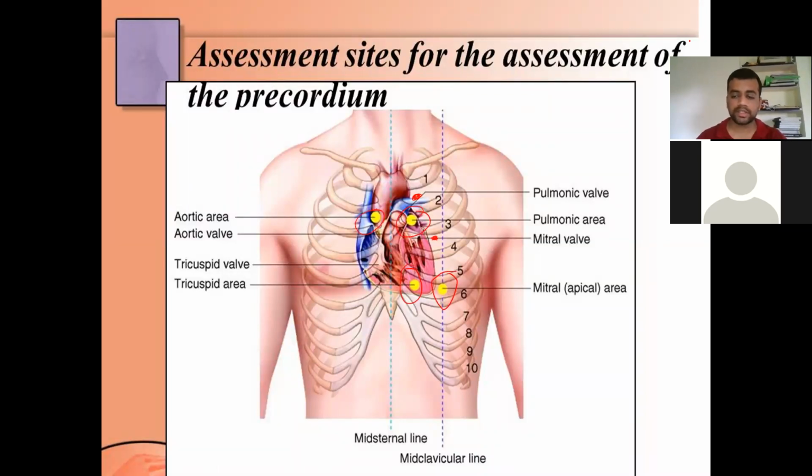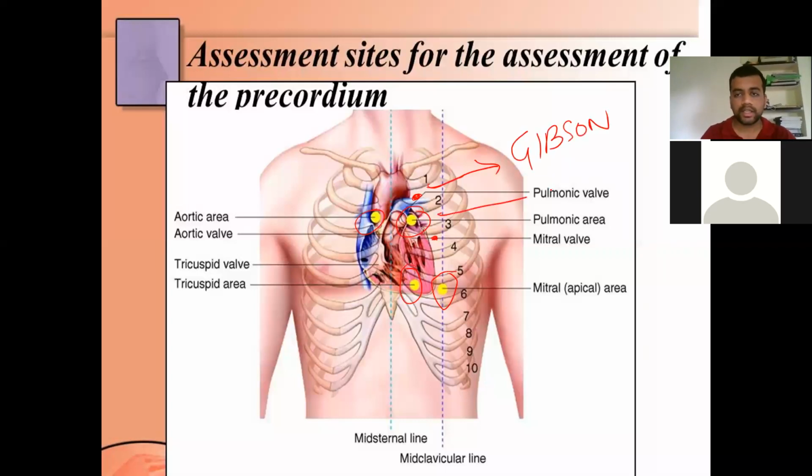Gibson's, what space is it, and what is Erb's point, Erb's area? Which intercostal spaces are they, where you are going to auscultate? Erb is third, okay, and Gibson's is first intercostal space. So this is the first one here, this one is the first intercostal. So we have Gibson's here.